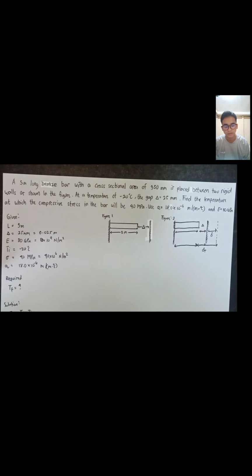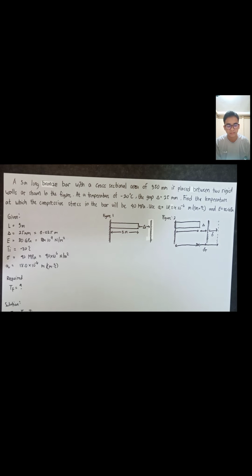So now, here is the problem for the thermal stress. A 5-meter long bronze bar with a cross-sectional area of 350 mm is placed between two rigid walls as shown in the figure at a temperature of -20 degrees. The gap is 25 mm. Find the temperature at which the compressive stress in the bar will be 40 MPa. Use coefficient of linear expansion 18.0 times 10 raised to negative 6 meter/meter degree Celsius and modulus of elasticity of 80 gigapascal.